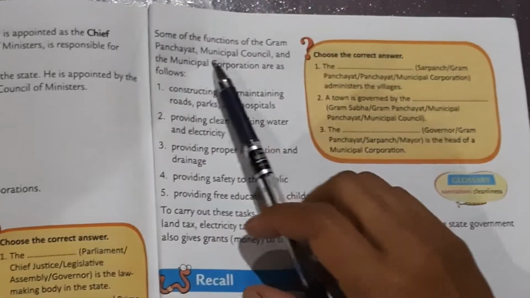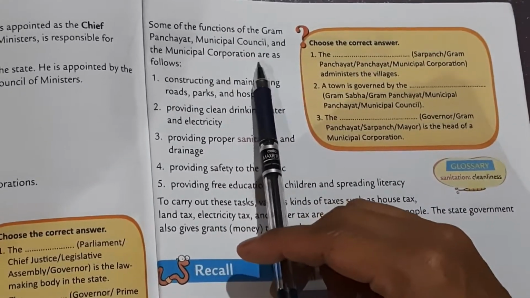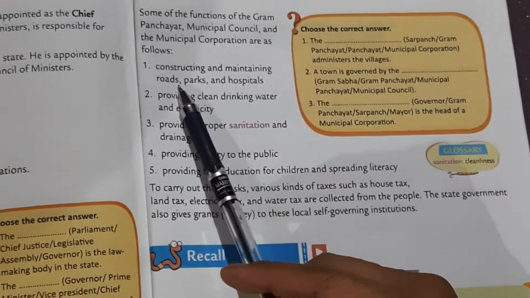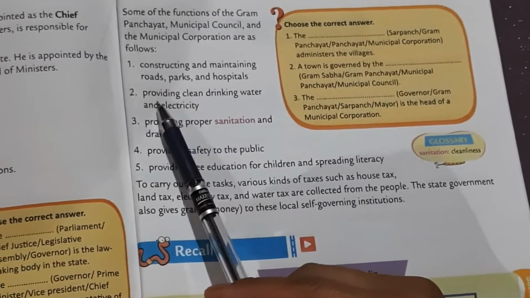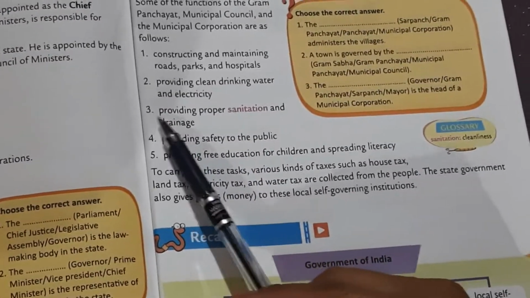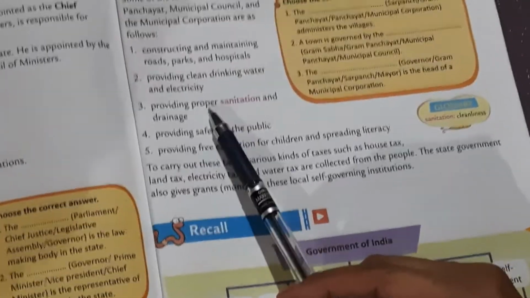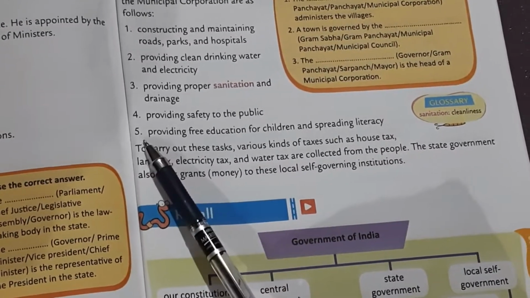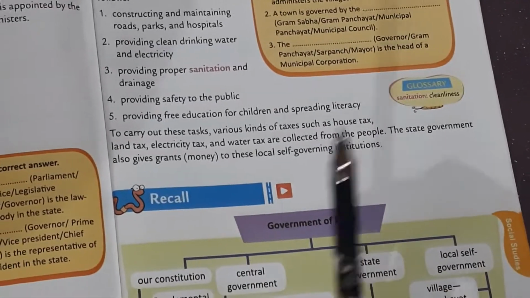Some of the functions of the Gram Panchayat, Municipal Council, and the municipal corporations are as follows. Number 1, constructing and maintaining roads, parks, and hospitals. Number 2, providing clean drinking water and electricity. Number 3, providing proper sanitation and drainage. Sanitation means cleanliness. Number 4, providing safety to the public. Number 5, providing free education for children and spreading literacy.